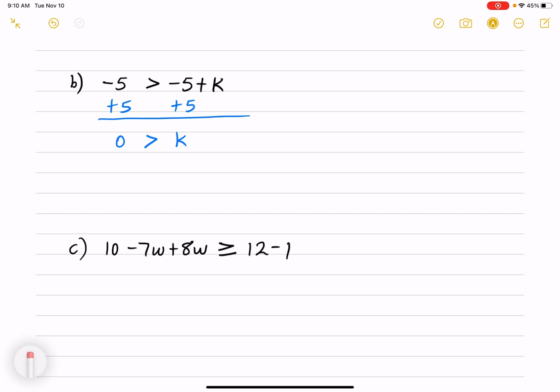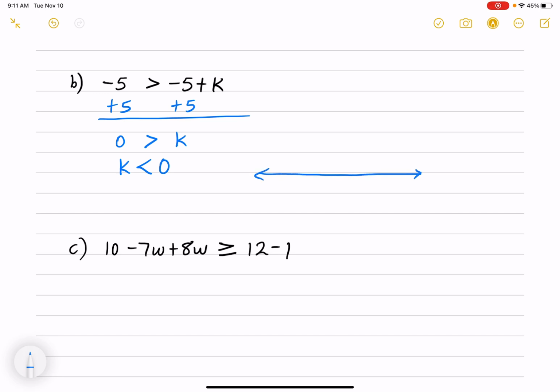So what I'm going to do is flip the whole thing, the 0, the greater than, and the k around. And we're going to write k is less than 0. Just think about putting this on a piece of paper and then flipping the whole thing. The k would go to the other side, the sign would flip, and the 0 would go to the other side. And so it's a lot easier for me to graph.